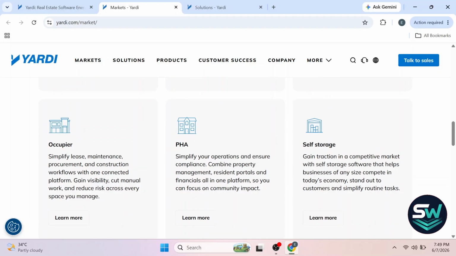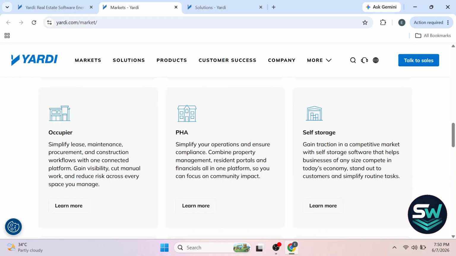The platform simplifies lease administration, maintenance, procurement, construction projects, and workspace management. The Public Housing Authority's software combines property management, compliance, resident services, financial management, and communication tools into one integrated system. Self-storage operators can use these solutions to manage customers, units, billing, reservations, marketing, and daily facility operations.